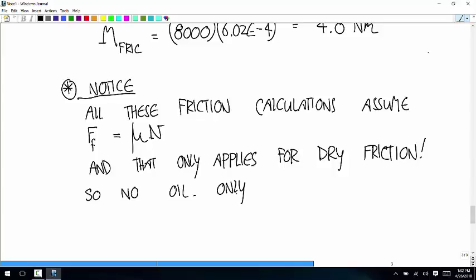It does work for dry lubrication, so in some applications you might use that. Like a graphite lube or something, it would work for that. But you can't use this with oil. The lubrication of oil depends on other things, it doesn't satisfy that equation. Any questions about that?